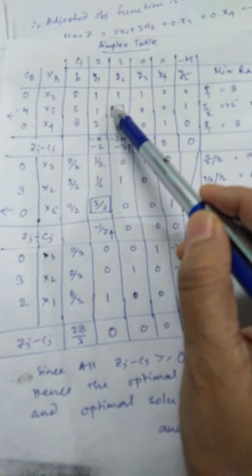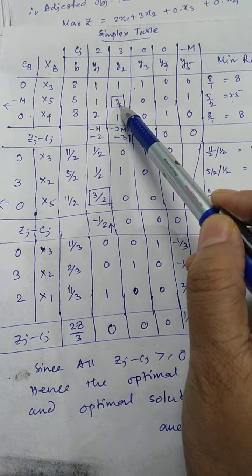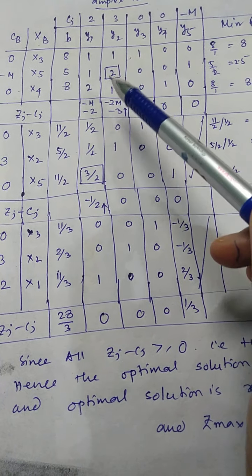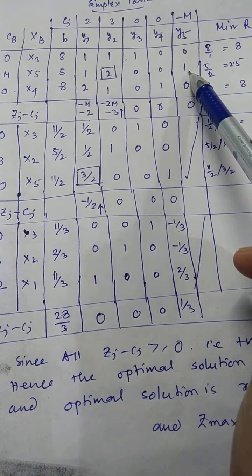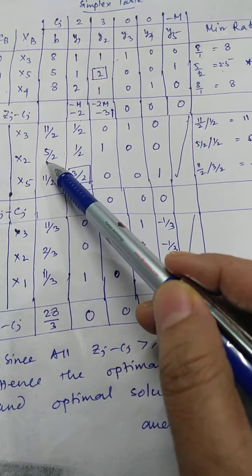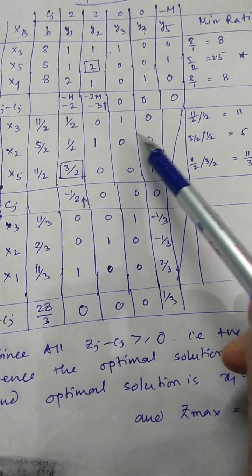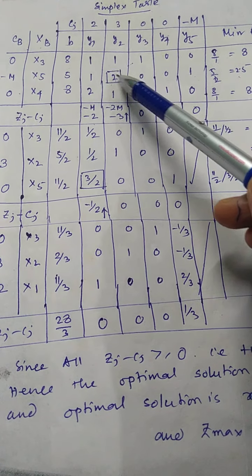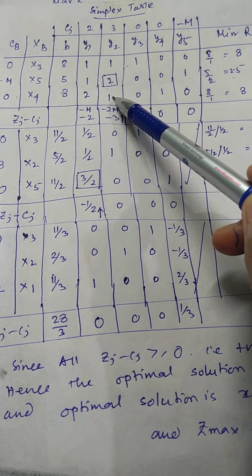So what is the pivot element for which we get the minimum ratio? That is 2. Now in the next table we have to convert this 2 into 1. That's why we are dividing this row throughout by 2, so that we get 5 by 2, half, 2 by 2, 1, 0, 0. And what is the next calculation? We have to make this value 0 and this value 0, and for that we have to calculate accordingly.